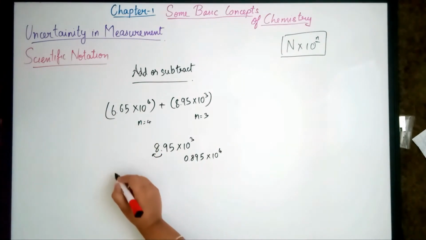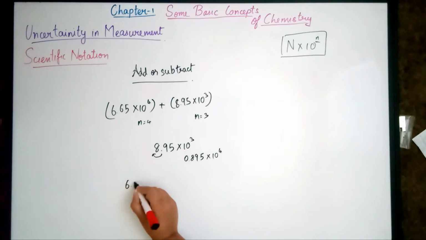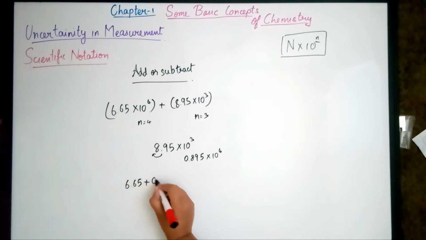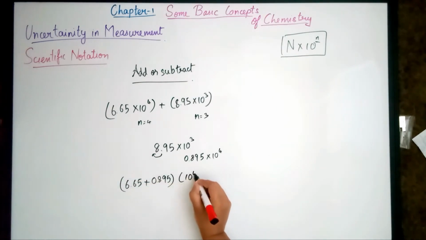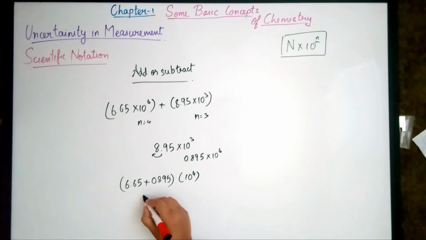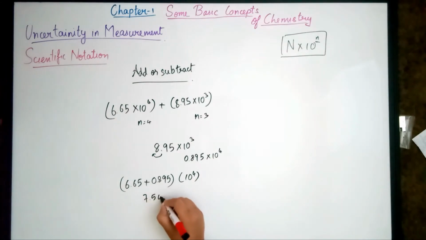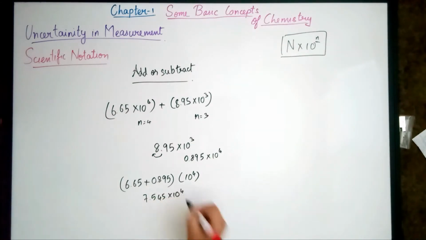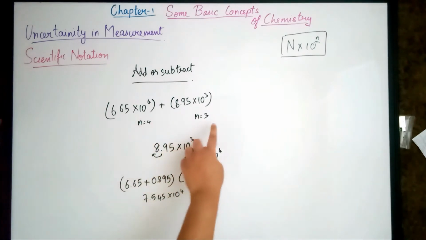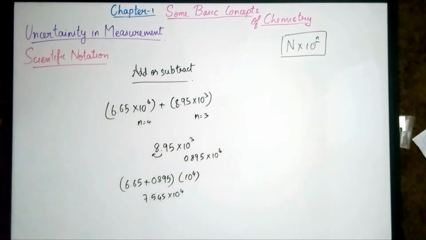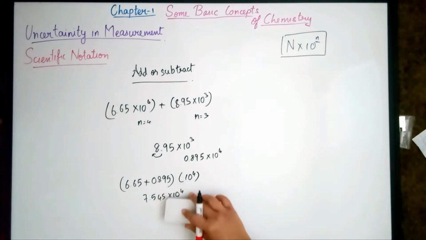So then you just have to take the numbers, 6.65 plus 0.895, into 10 to the power 4. Once you add this, you will have the answer as 7.545 into 10 to the power 4. So we've basically ensured that the value of n is the same for both these terms. Generally, we convert the smaller one to the bigger and then we add it. Simple, right?